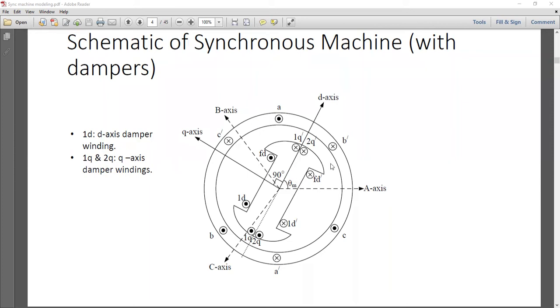And this is only one of the possibilities. This is the representation of only one of the possibilities. What are the other possibilities? We will see them within maybe two or three slides. We'll be looking into the other possibilities. This is only one where the damper windings are represented like this.